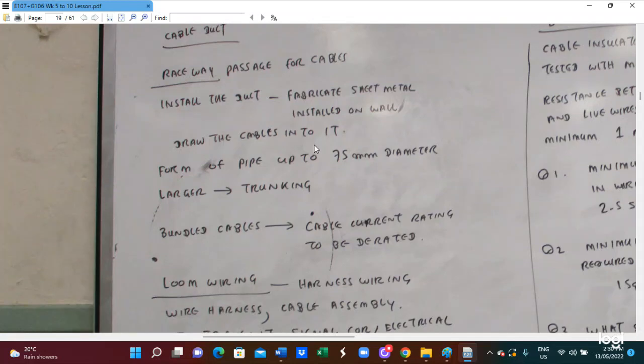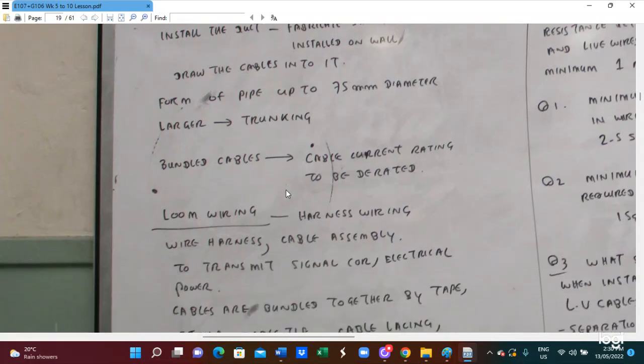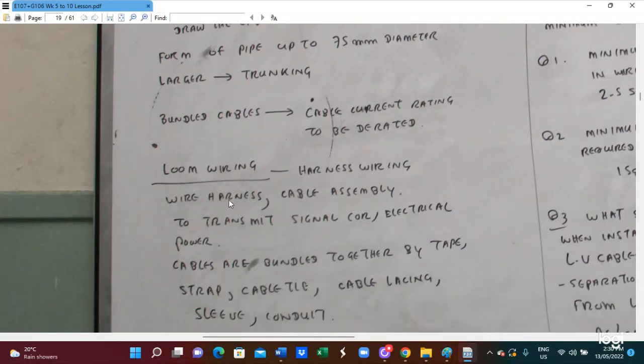Then we have to draw the cable into this cable duct. Up to 75 millimeter diameter, you can utilize a pipe, but for the larger size we have to use a trunking system. If you are using bundled cable, the cable current ratings need to be derated. So this is the wiring diagram.